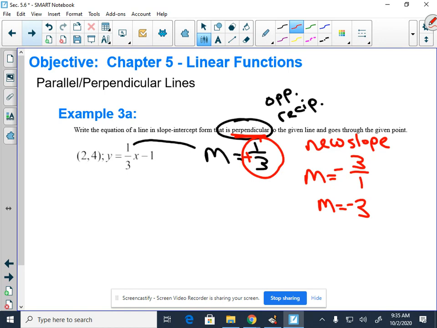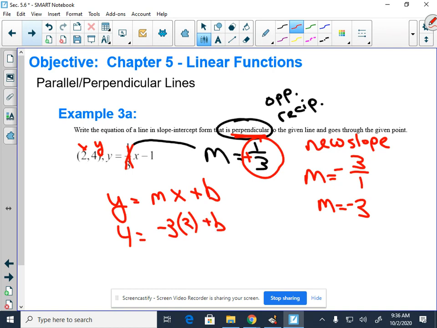Because of the word perpendicular. Perpendicular lines don't have the same slope. We flip it and change the sign. It's opposite. Now we do the same stuff. Y equals mx plus b. Our y is 4. Our m is -3. It's not going to be the 1/3 because it's different. It's a reciprocal and negative. Our x is going to be 2.